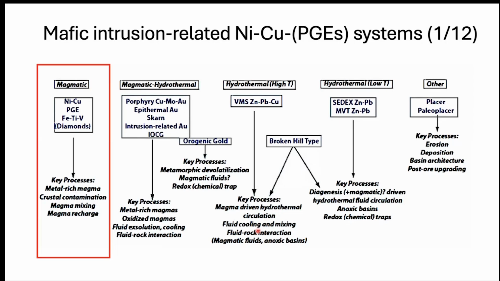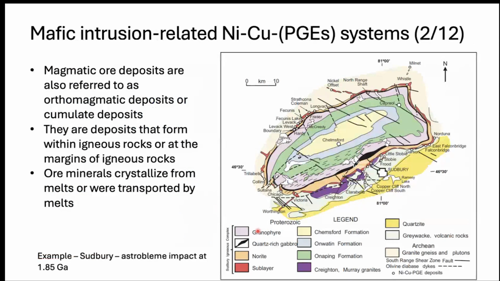I mean, they're used for a lot of industrial purposes as well as jewelry, but nevertheless, they're not critical. Okay, so mafic intrusion related nickel copper PGE systems. The diagram on the right is the oddball, which is the Sudbury igneous complex. And the town of Sudbury is right here. So it's a good thing the impact happened 1.86 billion years ago, because otherwise Sudbury wouldn't be there anymore.